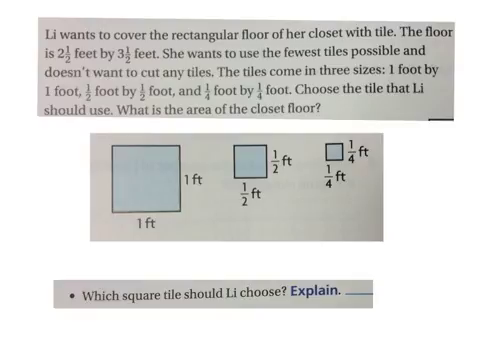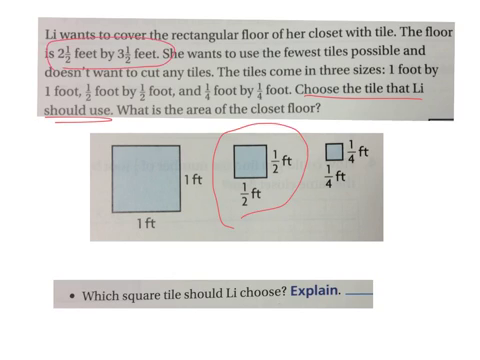So the first question is, choose the tile that Lee should use. Go ahead and talk to the people near you. What tile should she use? What I'm hearing you say is she cannot use the 1 foot by 1 foot tiles because her dimensions are 2.5 feet by 3.5 feet. Could she use the half foot by half foot? Could she use the 1/4 foot by 1/4 foot? Yes. Yeah, but it would just take a lot. It might be a better choice to buy the half foot by half foot because then she'll have to buy fewer tiles, right? All right.